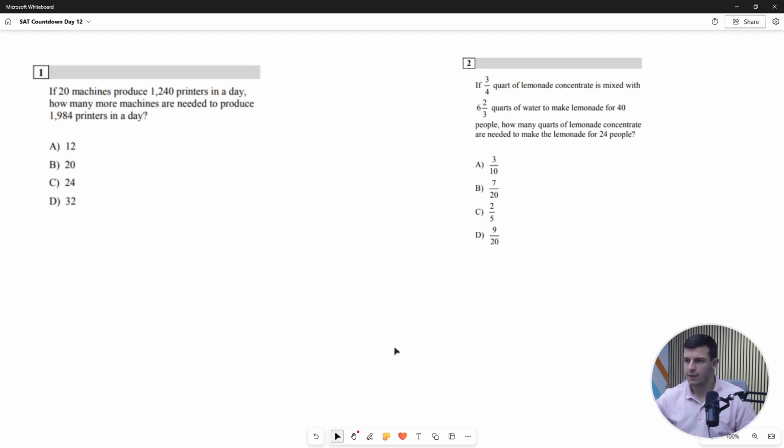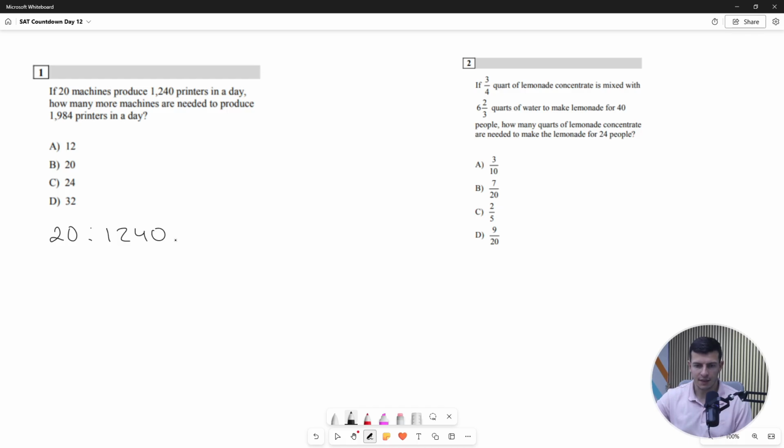Question 1 says, if 20 machines produce 1,240 printers in a day, how many more machines are needed to produce 1,984 printers a day? So, now, to approach this question, again, we said rates are basically ratios, right? So what's the ratio? 20 machines produce 1,240.